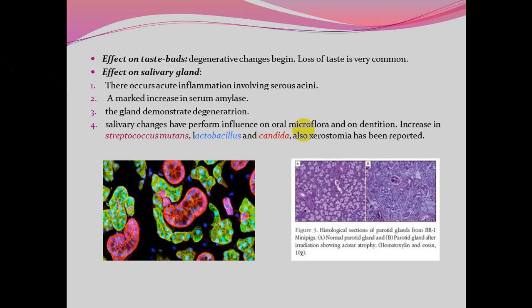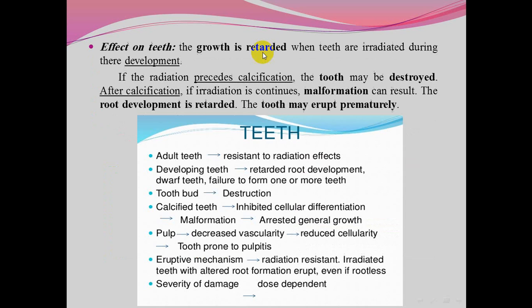Okay. In relation to the teeth affected by chronic exposure to radiation, we can summarize them here and then speak in detail. Briefly, growth is retarded if the exposure occurs during the development of the teeth. If the radiation precedes calcification, the tooth may be destroyed. After calcification, if the irradiation is continuous, malformation can result. Also, root development is retarded and the tooth may erupt prematurely.